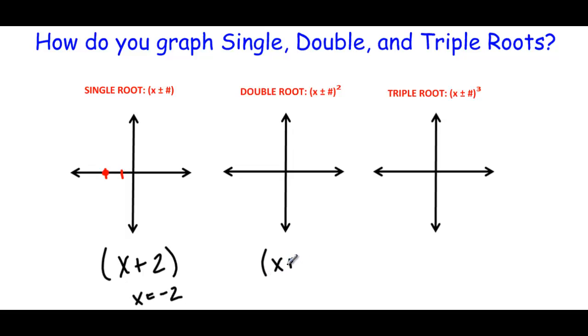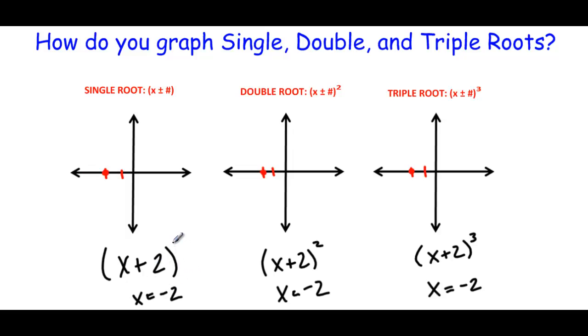I'm going to do that for all three of these. I'm going to have x plus 2, but now this is going to be a double root, so it's going to be squared. And I'm going to use x plus 2 for the triple root, so I know it's going to be cubed. Okay, so what that tells me is that I know I'm going to have a solution, a 0, at x equals negative 2. So what we're going to compare is what actually happens at that root site, at that negative 2.